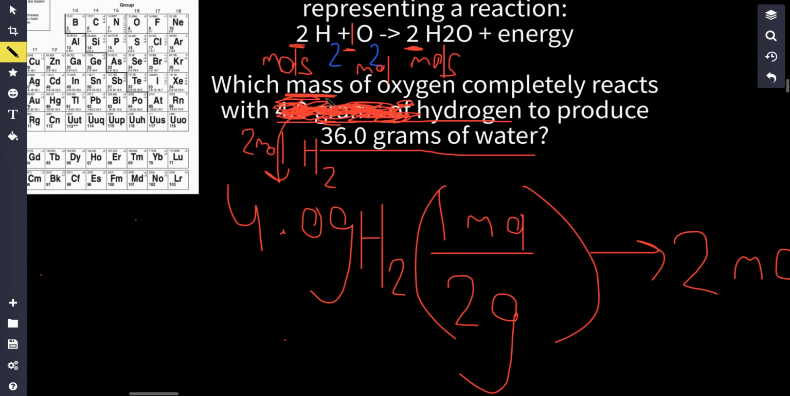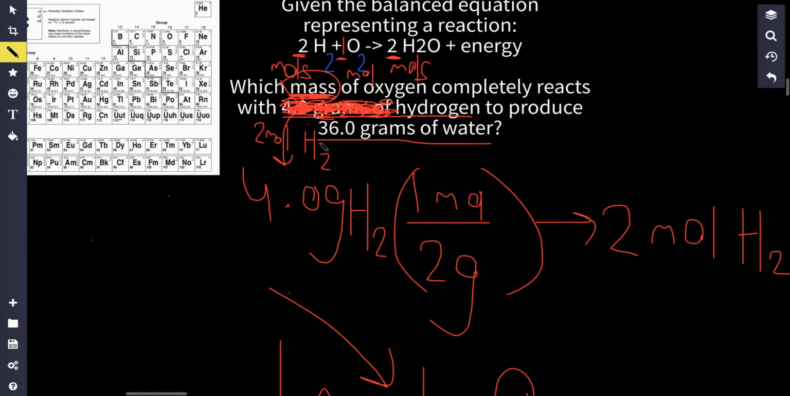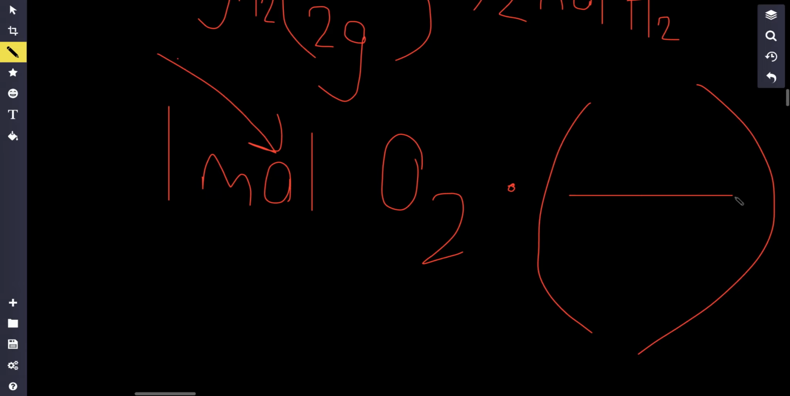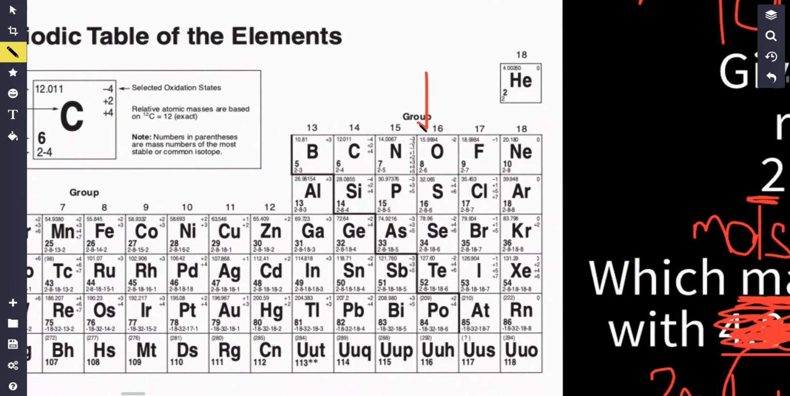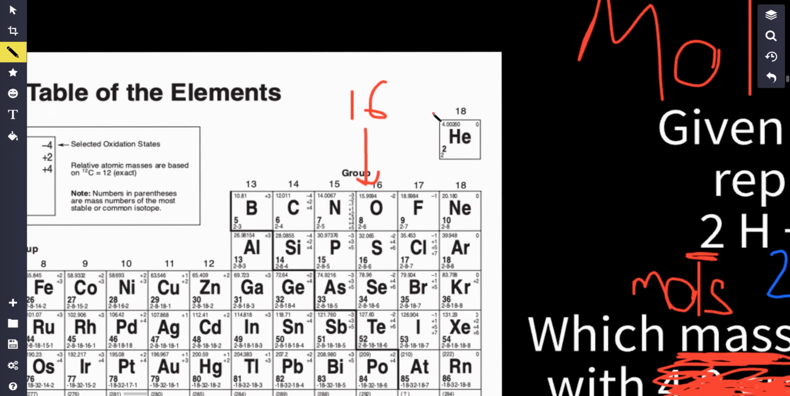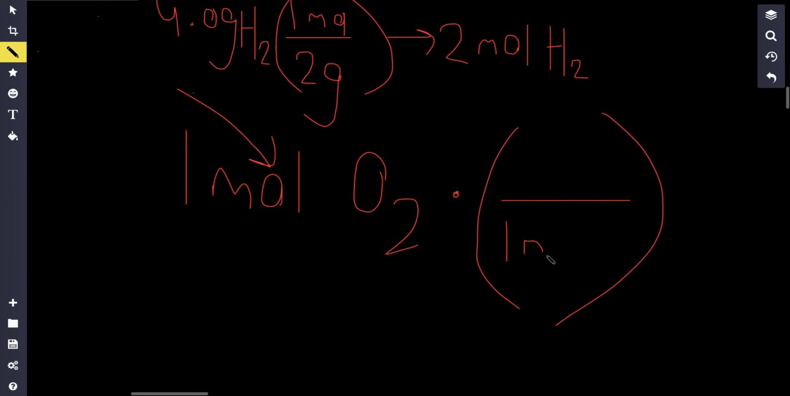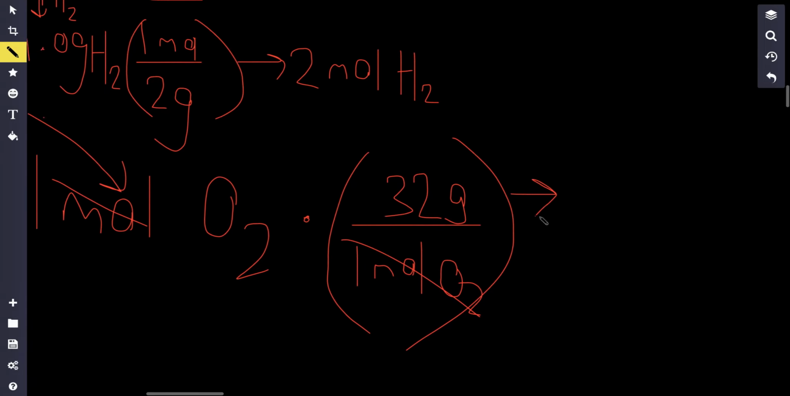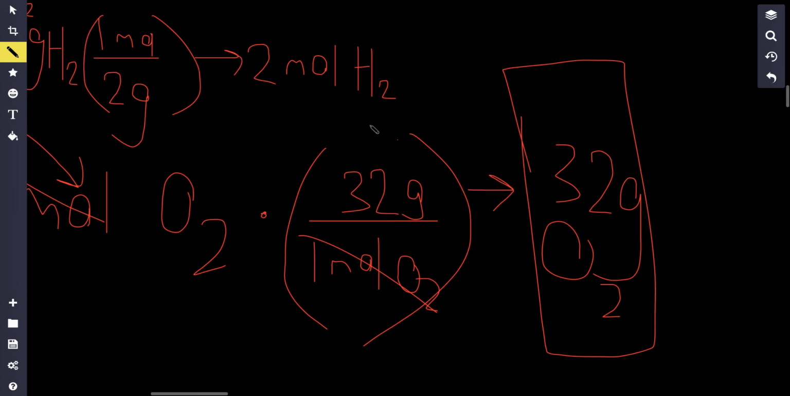Now, we need to find the mass of oxygen. We found that we need 1 mole of O2, but the question is asking for the mass, so we're talking about grams. You have to convert back from moles to grams. A single oxygen atom has a molar mass of about 16 grams, so O2 is going to weigh about 32 grams, because it's double. So 1 mole of O2 weighs about 32 grams. The moles cancel out, and you're left with 32 grams of O2.